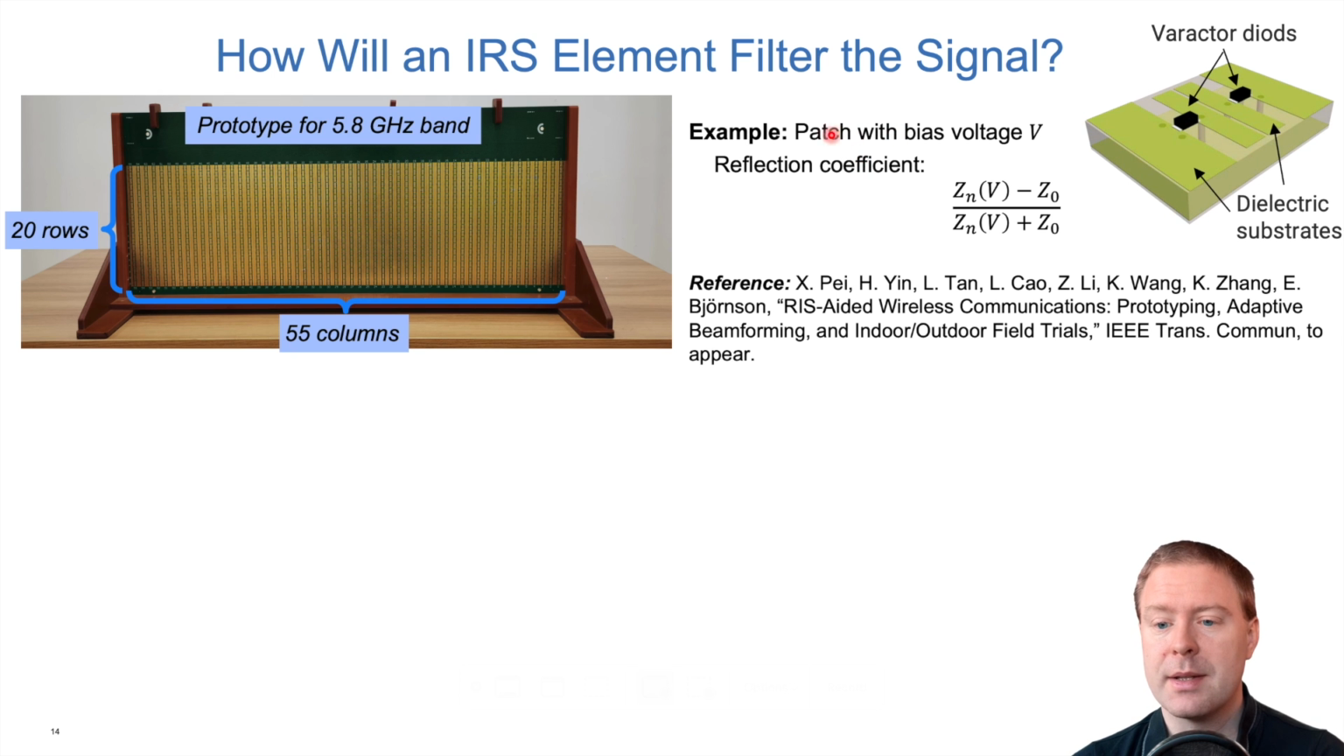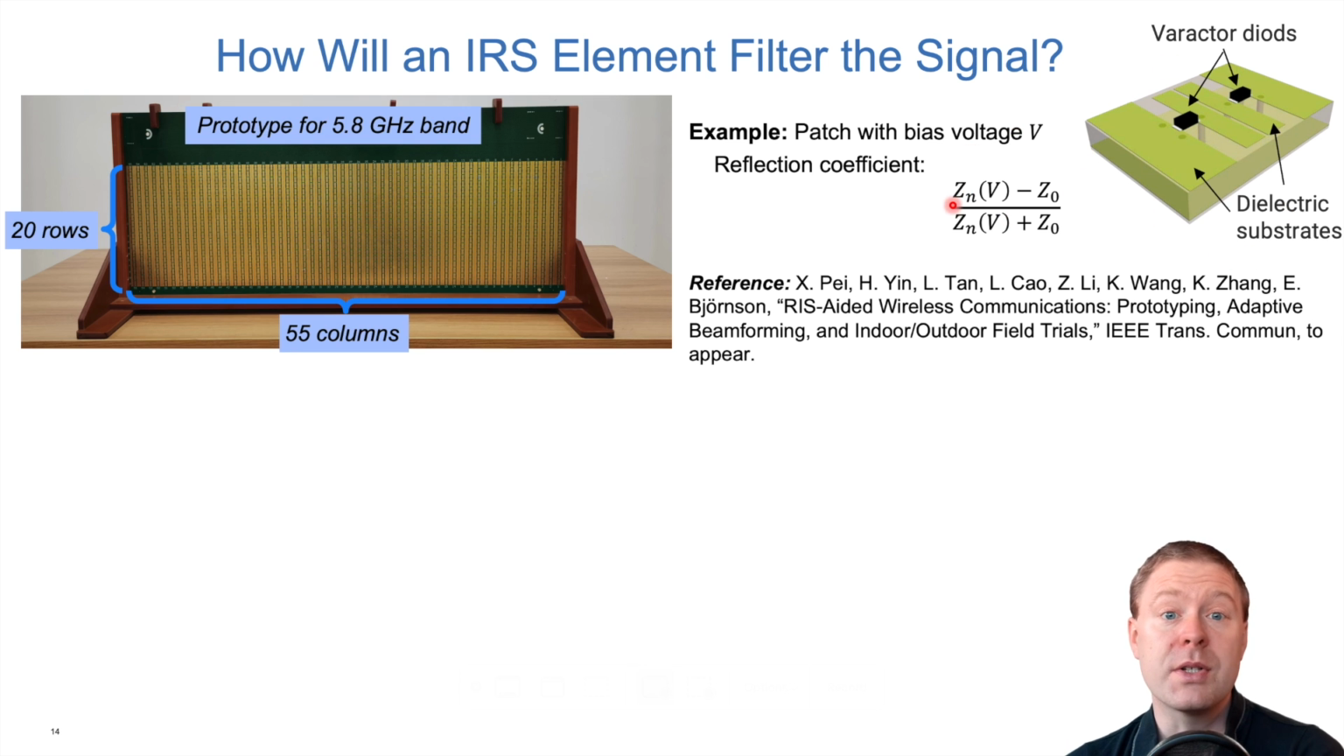Well, each element is a patch with a particular bias voltage that we can control. And in this case, there is some dielectric substrate, some varactor diodes that can be changed, and you can find the detail in this recent paper by me. And what is important is that there is a reflection coefficient that is describing this element and what happens with the amplitude and the phase before the signal gets radiated. And since we can change a bias voltage over the surface, we can change the reflection coefficients.